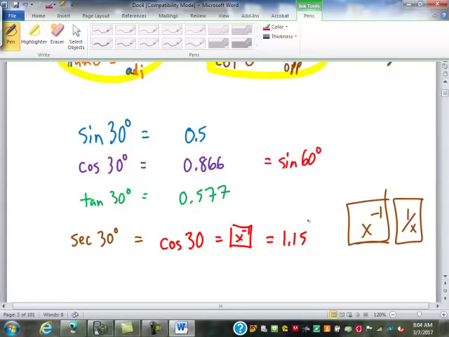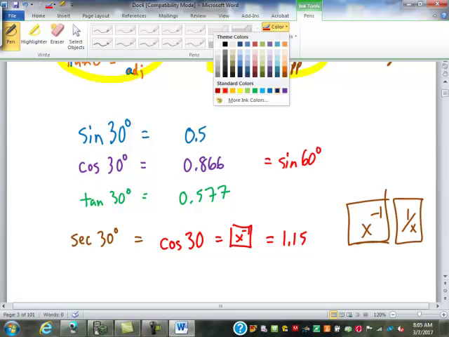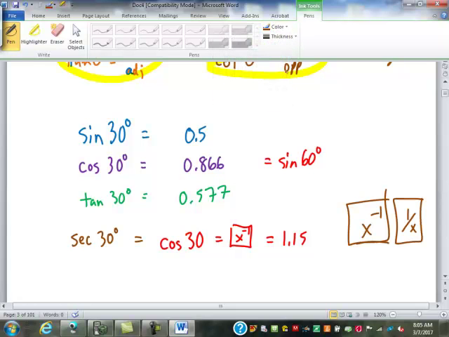Did you find it on yours, Hannah? That's for secant. Secant is going to be cosine and then reciprocal. Right there, x negative 1. So you would do cosine 30, hit equals, then x negative 1, equals. Thank you.